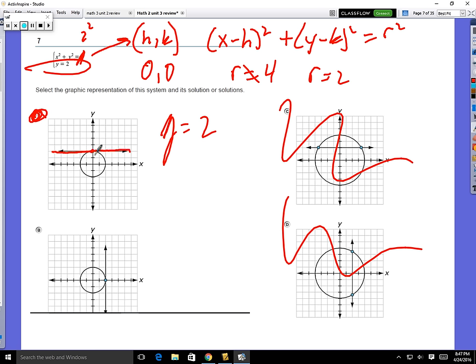Where these two graphs intersect, it looks like it's a tangent line. That is the only dot they have in common, so that is a solution to the system. B, this line right here, is the graph of x equals 2 because it only goes through the x-axis at 2.